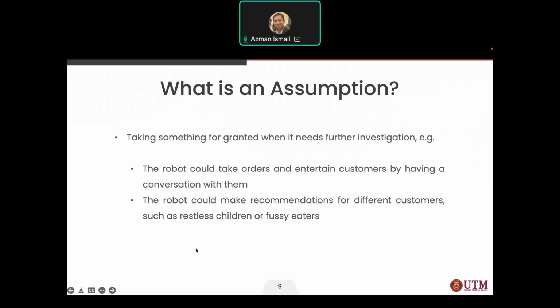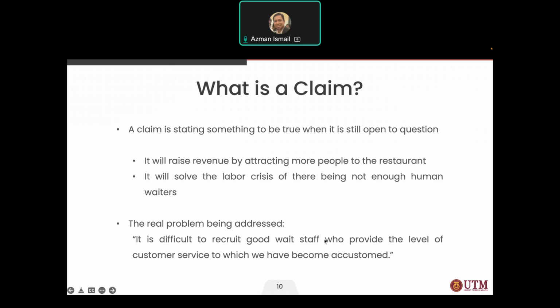Maybe the robot could make recommendations for different customers, such as restless children and fussy eaters. Okay, this is an example of an assumption. All right, so if you look into a claim, that is another thing. A claim is stating something to be true when it is still open to question. It will raise revenue by attracting more people to the restaurant.